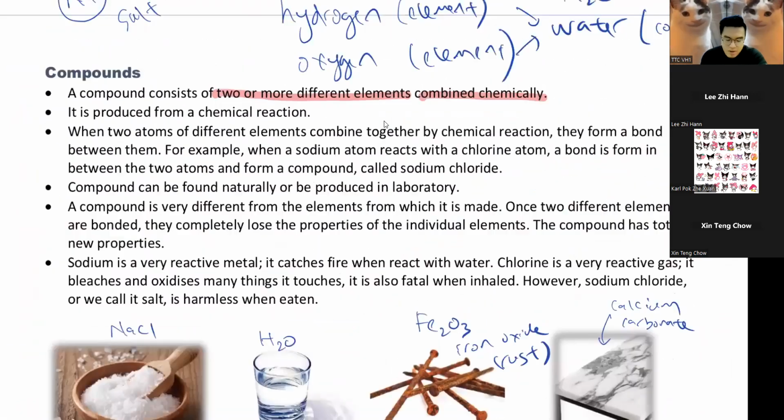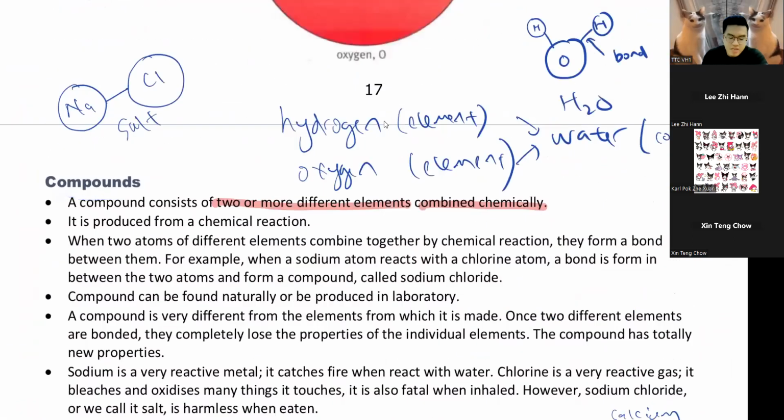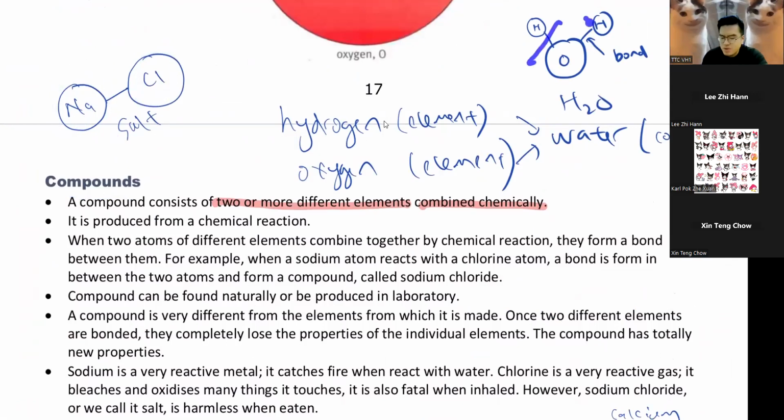Whereas compound is very hard to separate. Can you separate sodium and chlorine? Yes, you can, but it's very difficult. Can you separate water, H and O? You can, but it's going to be harder.